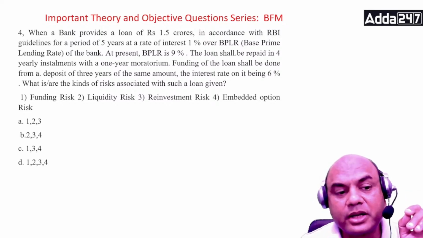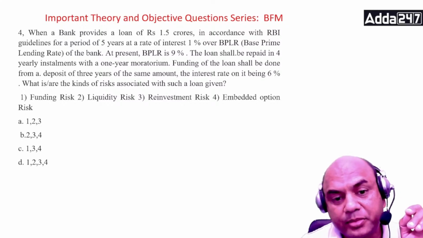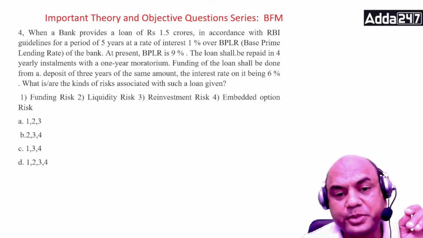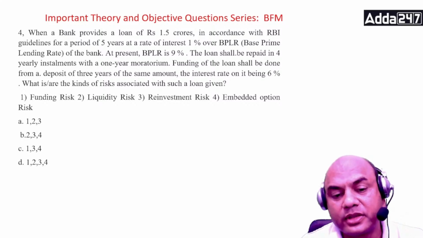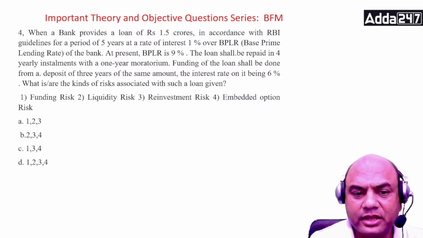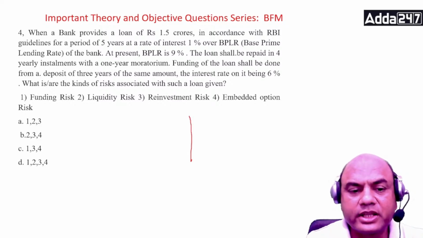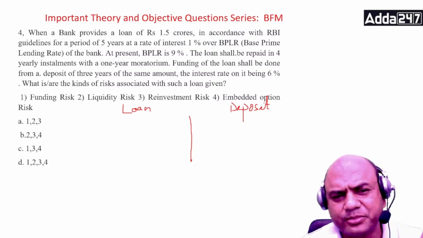Funding of the loan shall be done from a deposit of 3 years of the same amount, the interest rate being 6%. What kind of risk is associated with such a loan? Firstly, have you got the question? There are two things: one is the loan, and second is the deposit. For any loan, I need an equal amount of deposit. Keep it that simple.